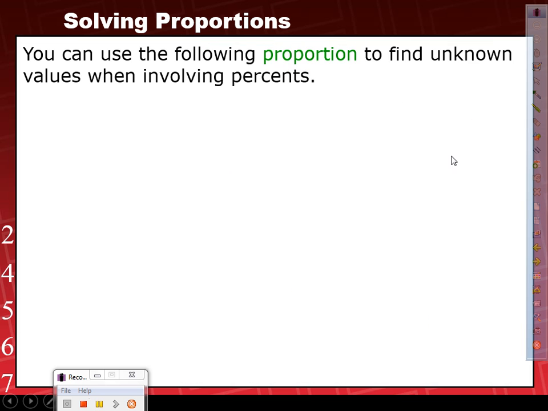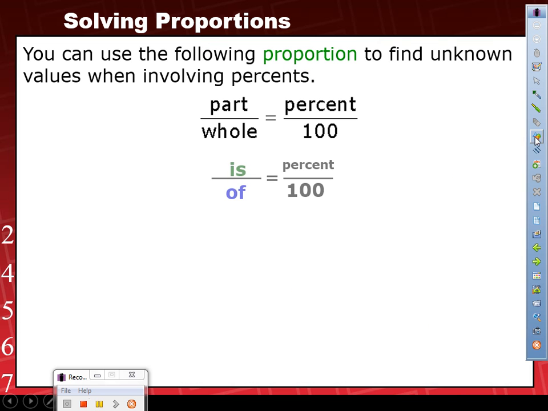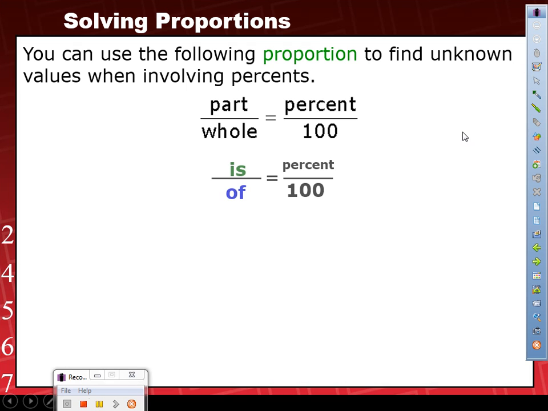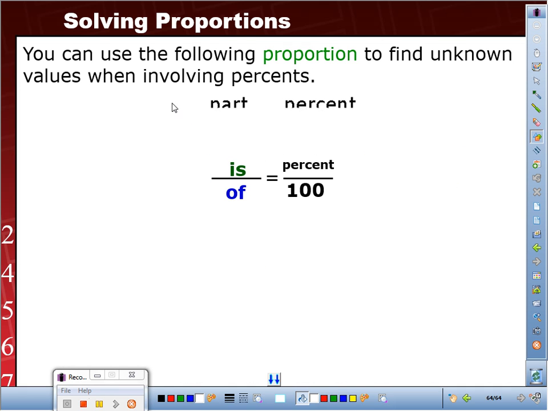So watch. I want you to copy this proportion. Is over of equals percent over 100. Is over of equals percent over 100.